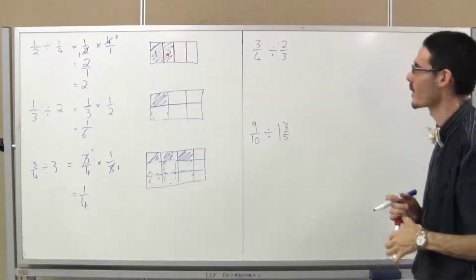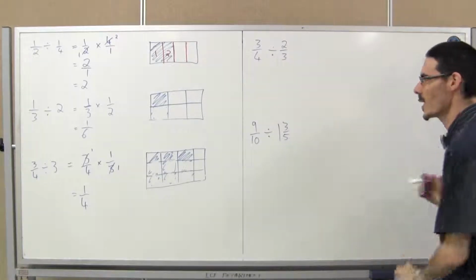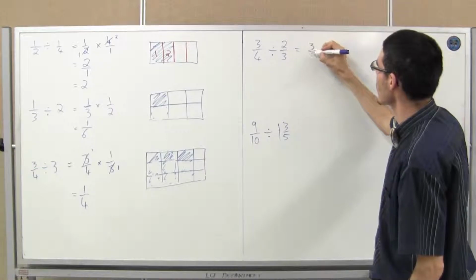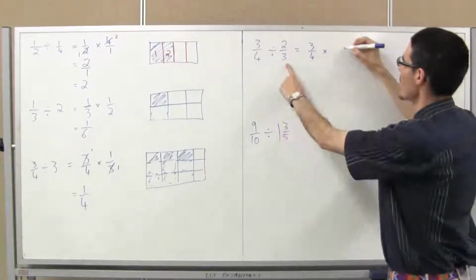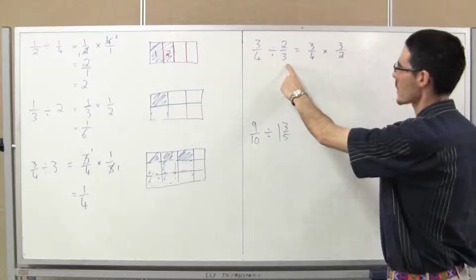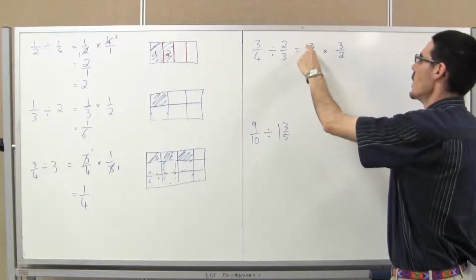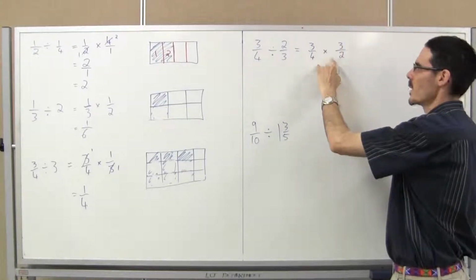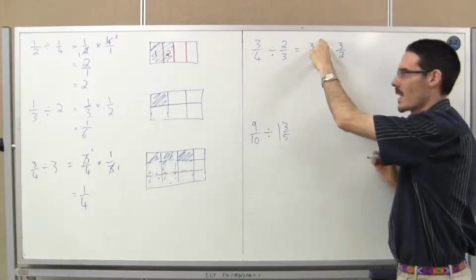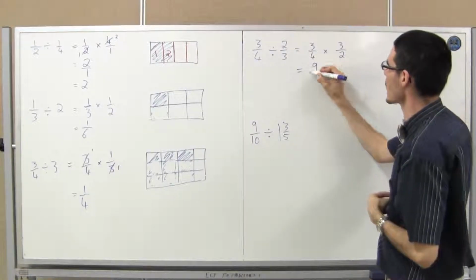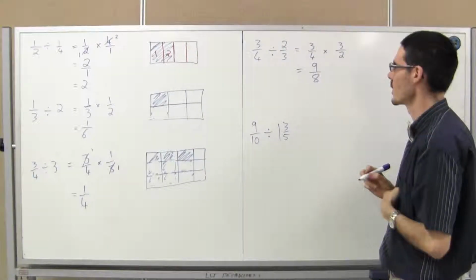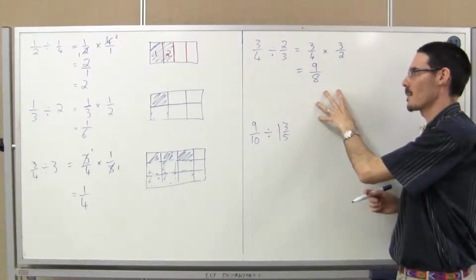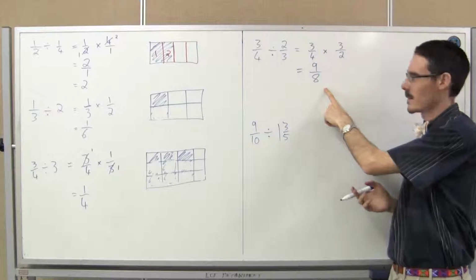Let's try some more. 3/4 divided by 2/3. Well, that's 3/4 times the reciprocal. Are there any common factors? Well, there sort of are, but not on top and bottom, so I can't actually cancel any. I've just got 9 out of 8. Now that's a perfectly good answer, but if you prefer a mixed number, you could write 1 and 1/8.